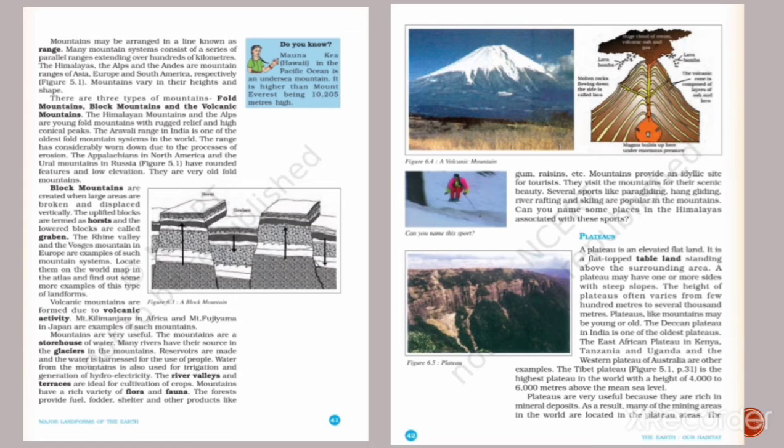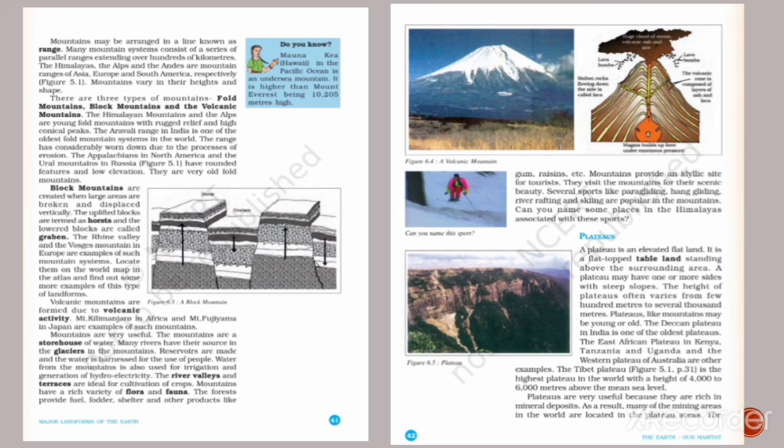Next, plateaus. A plateau is an elevated flat land. It is a flat-topped tableland standing above the surrounding area. A plateau may have one or more sides with steep slopes. The most well-known plateaus of the world are comparatively old, though some are new. The height of plateaus varies from a few hundred meters to several thousand meters. The Deccan Plateau in India is one of the oldest plateaus.